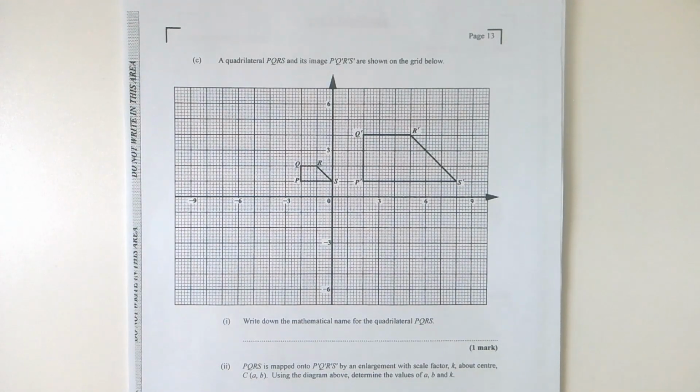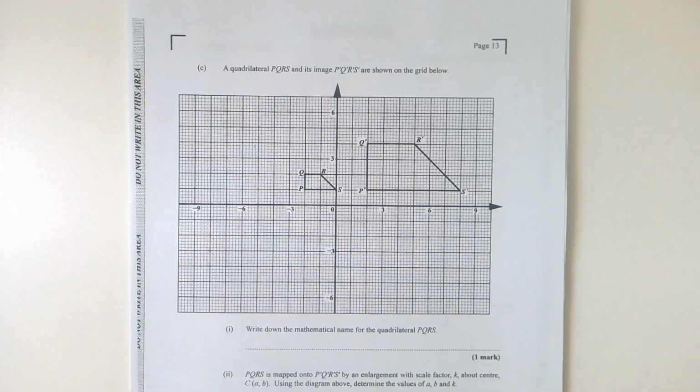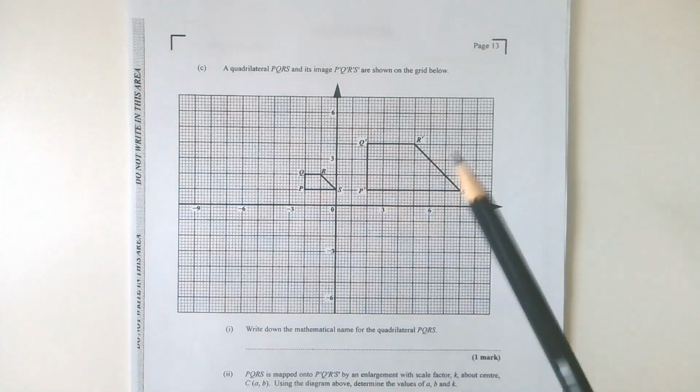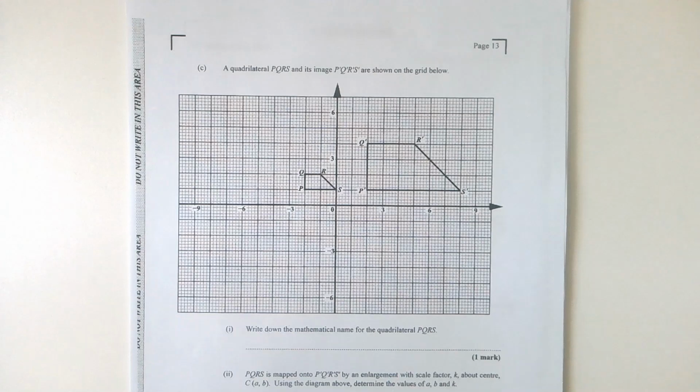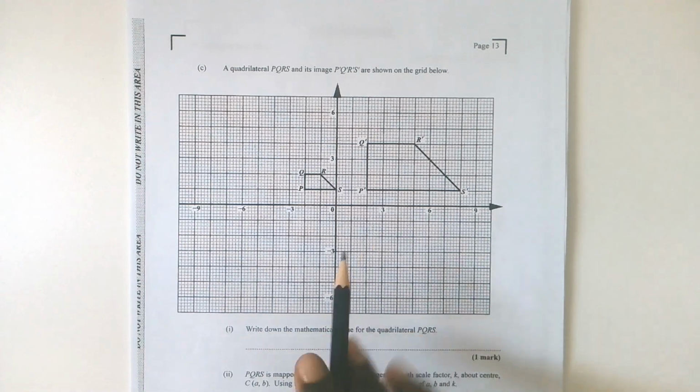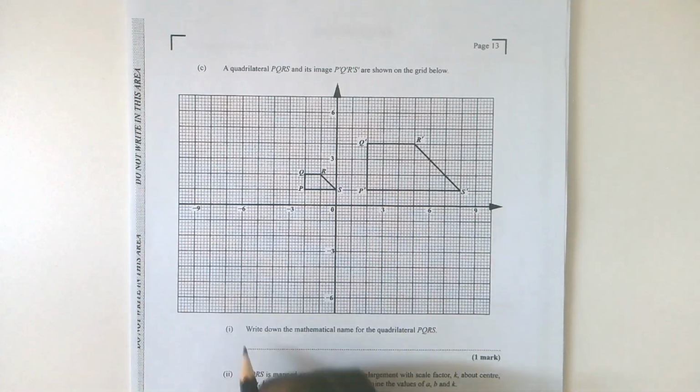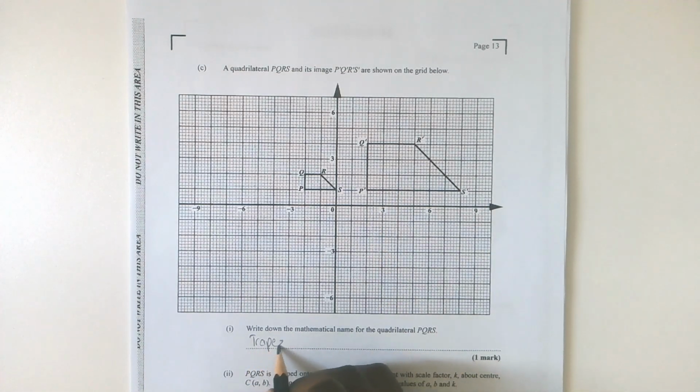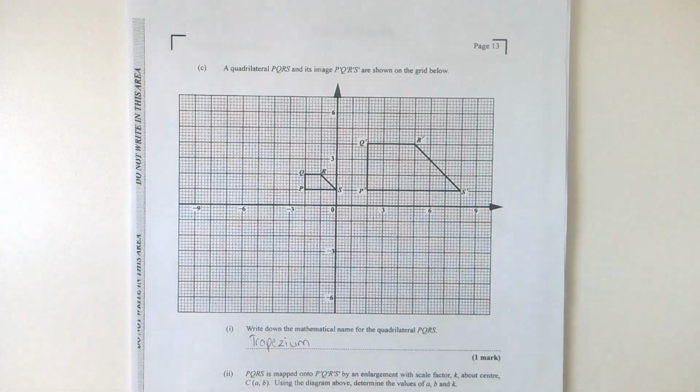We have a quadrilateral PQRS and its image P dash Q dash R dash S dash shown on the grid below. So this is our quadrilateral and its image. Write down the mathematical name for the quadrilateral PQRS. So this is pretty straightforward. This type of quadrilateral is called a trapezium, so that's one mark. And also look out for your spelling, because we don't want any weird spelling, trapezoid, trapezoidal. We don't need any fancy words, so please be careful of your spellings.